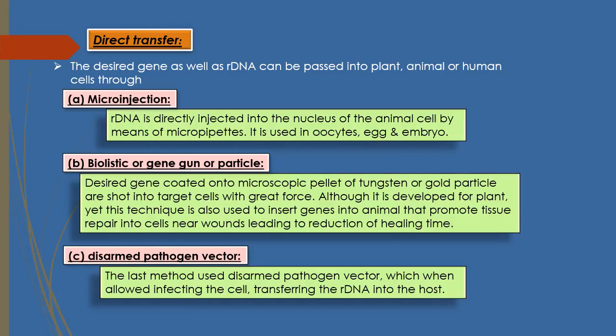So these are the three ways by which we can introduce the recombinant DNA directly into the host cell without making the host cell competent.